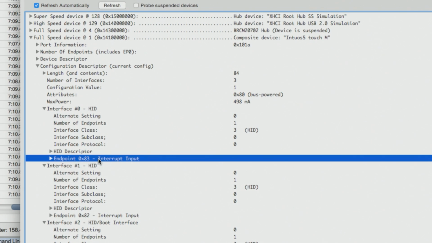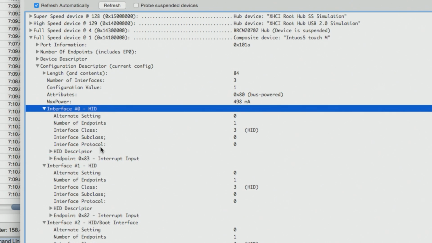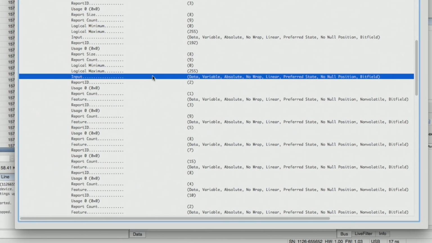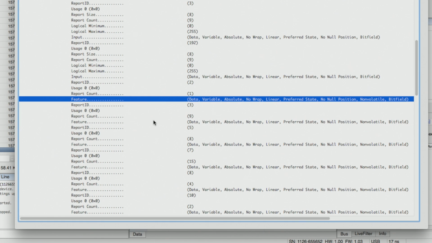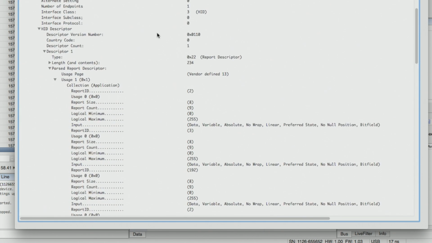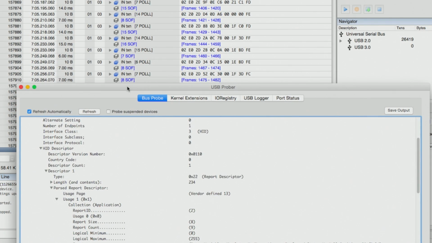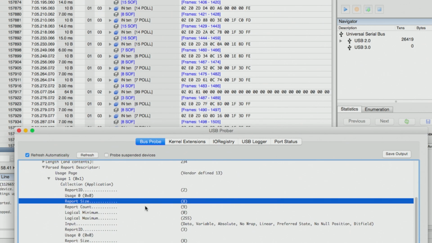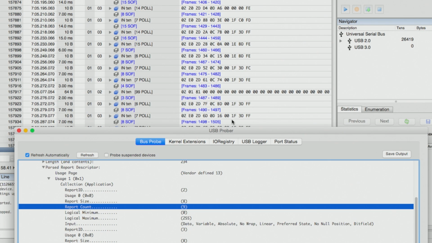We can see that endpoint 3 belongs to interface 0, and here's report ID 2, so this should describe the packets we've been seeing from the pen. And it looks like there's a lot here, but actually this isn't telling us anything about what the data is, it's just telling us how long the packets are supposed to be. So in this case, the report ID is 2, and all that's telling us here is to expect some 8-bit values and 9 of them, and sure enough we see 9 bytes.